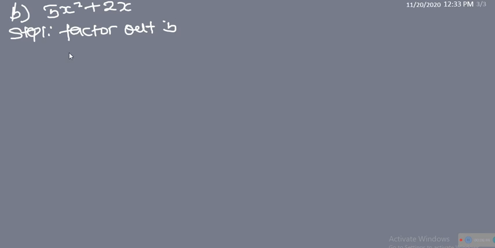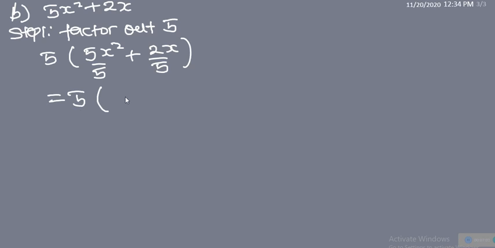So here we have 5 into 5x² over 5 plus 2x over 5, and this will give us 5 into x², because 5 will cancel out 5 there, plus 2 all over 5 times x. That is step 1. Factor out and divide through. Okay, we forgot that step before.